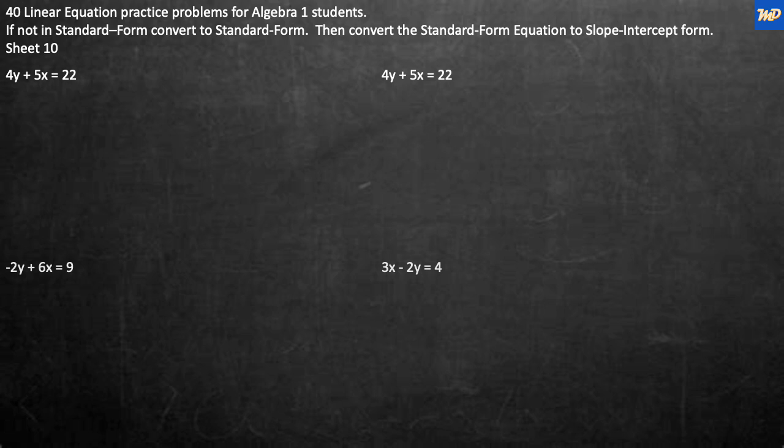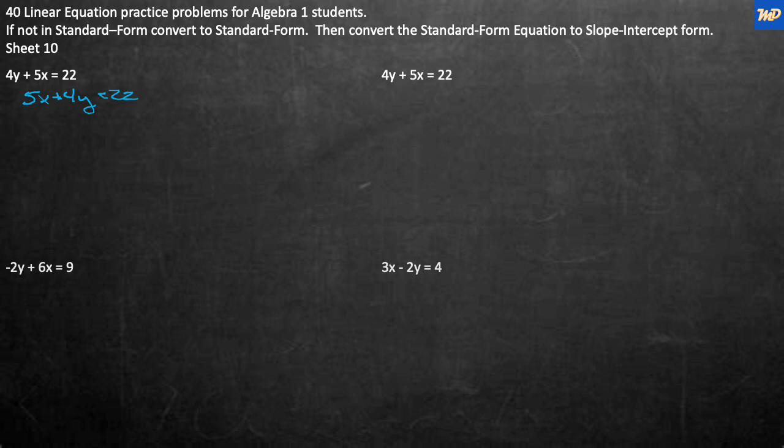The very first problem. 4y plus 5x is equal to 22. Well, the only thing wrong here is that the 5 and the 4 have to be switched because the x comes first. So I'm just going to start off by writing 5x plus 4y is equal to 22. There are no common factors that divide evenly into all the terms. There are no fractions.